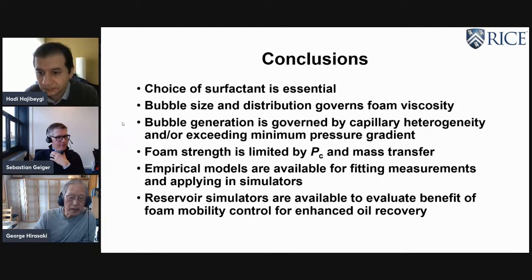Foam strength is limited by capillary pressure and mass transfer. Empirical models are available for fitting measurements and applying in simulators. Reservoir simulators are available to evaluate the benefits of foam mobility control for enhanced oil recovery.